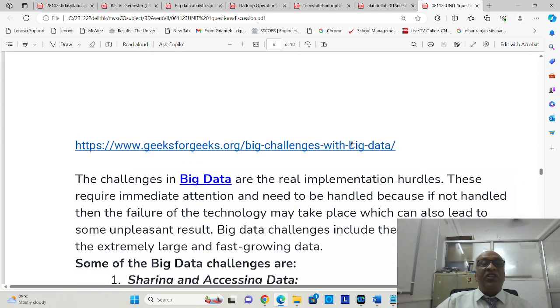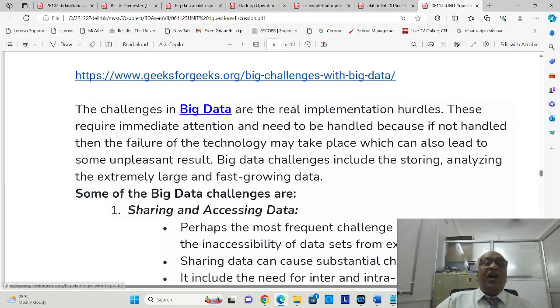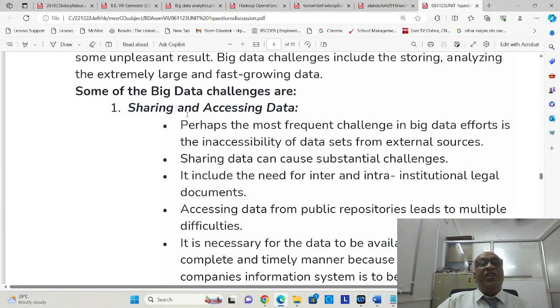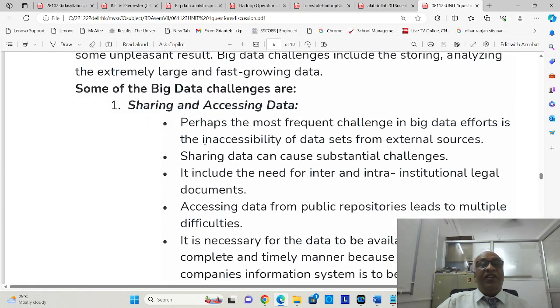Now coming to the next source I am using, which is GeeksforGeeks. And the question I should not forget is, what are the challenges in big data? The first challenge mentioned in this link by GeeksforGeeks is sharing and accessing the data, because I am collecting data from external sources and the data may not be accessible. Sharing that data may be a challenge.